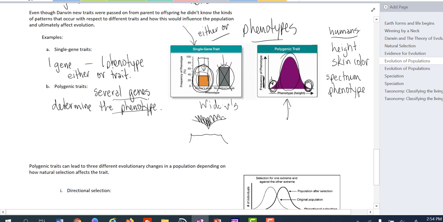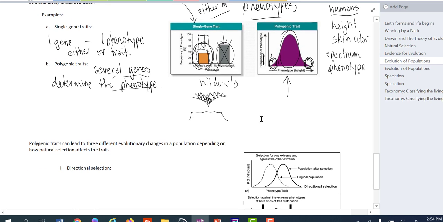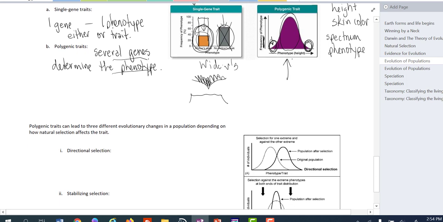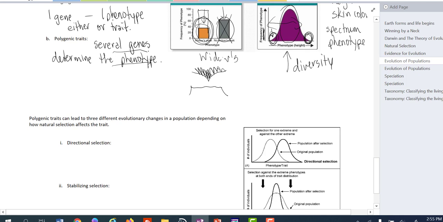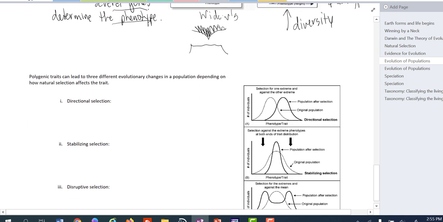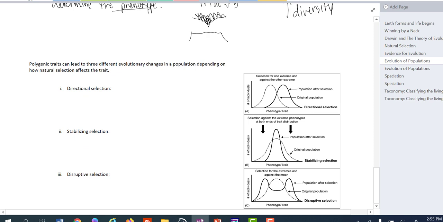But when we look at natural selection on polygenic traits, we actually continue to see the diversity. This is greater diversity than the scenario where you just have two situations. This has a whole blend of situations, right? So let's look at what happens when natural selection acts on these polygenic traits. Polygenic traits can lead to three different evolutionary changes in the population, depending on how natural selection affects the trait. So let's look at the first one.